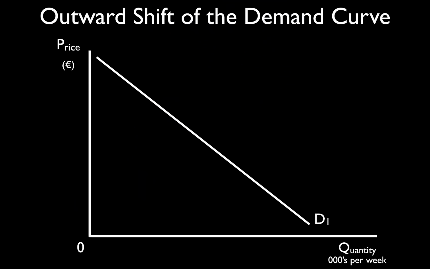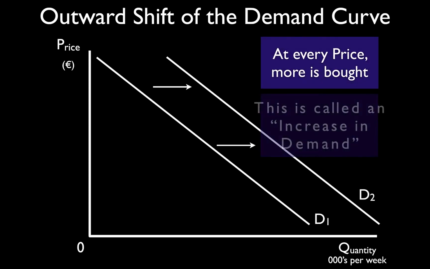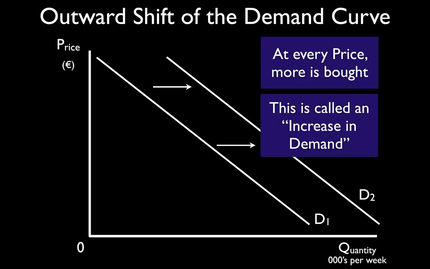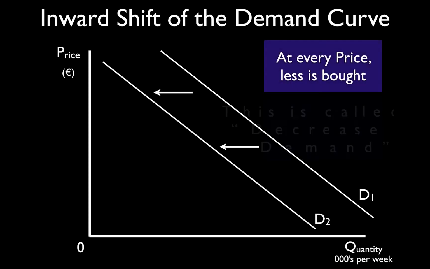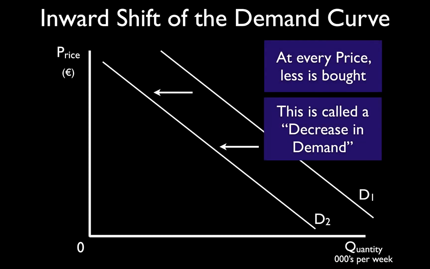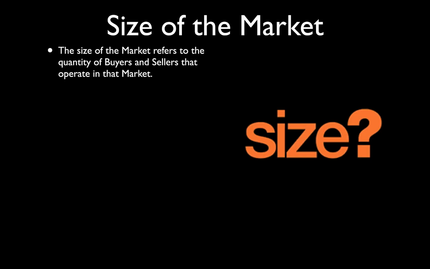Now, I am very happy to bore you with this curve again, because what we've got here is the outward shift of the demand curve, and what that means is that at every price more is bought, and this is called an increase in demand, not an increase in quantity demanded. And on the other hand, we've got an inward shift of the demand curve. At every price less is bought following this inward shift, and this is called a decrease in demand.